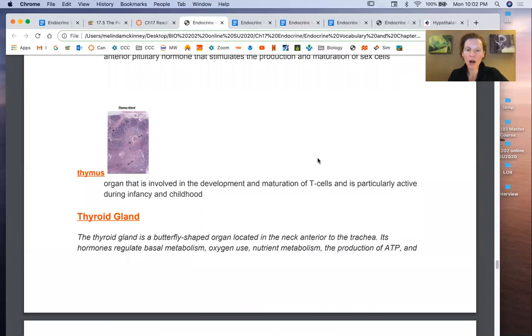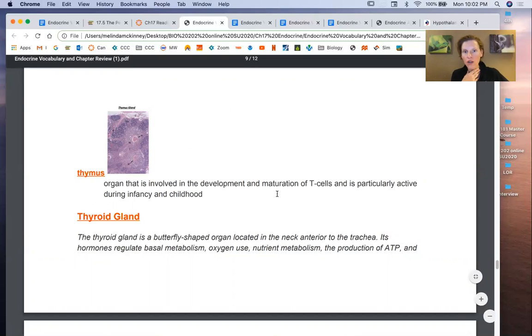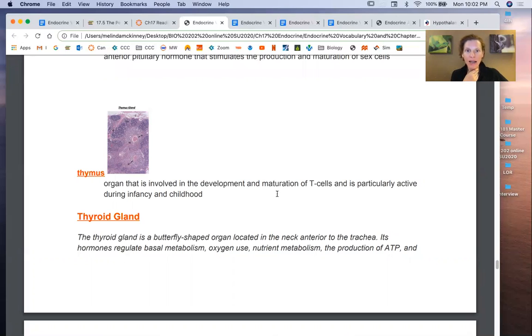For the thymus, we're not really talking much about the thymus. It's an organ that is very large in infancy, and then it decreases in size. It's really responsible for development of T cells, which, we'll look at a little bit later, are involved in the immune system and the lymphatic system.